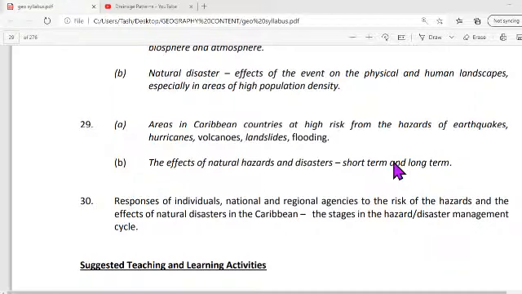Now, do you know what the cycle looks like? I'm assuming that you do because you would have done this at school already. So we would have the pre-disaster stage and you have the post-disaster stage. Let us look at the pre-disaster stage first of all. That is, what is it that would be happening before the disaster happens?